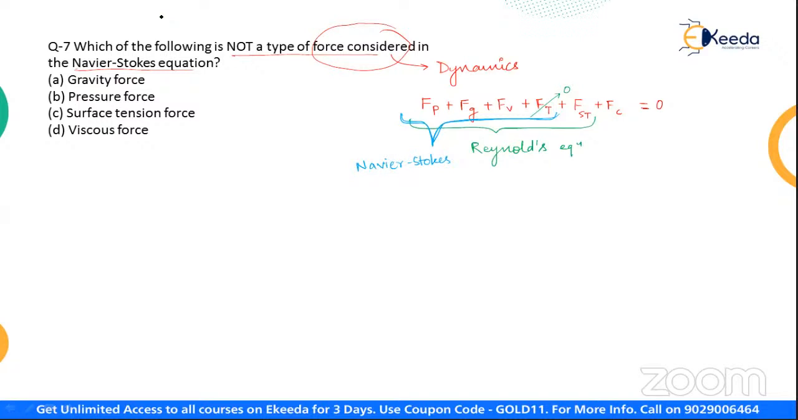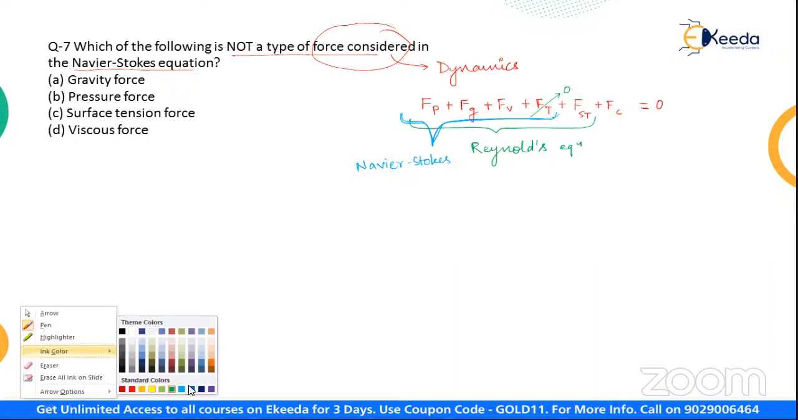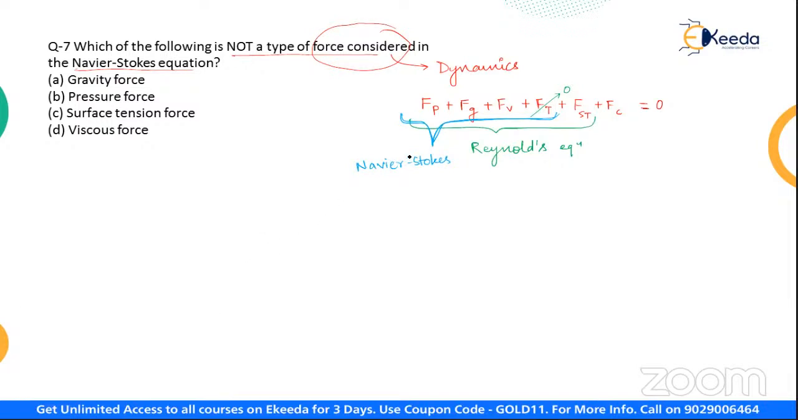In this Navier-Stokes equation, the surface tension and the turbulent force, both of them are considered to be 0. And these remaining forces, if the viscous force is also neglected, then these two remaining forces are said to be forming the Euler's equation. And this is the basis for the derivation of the Bernoulli's equation.